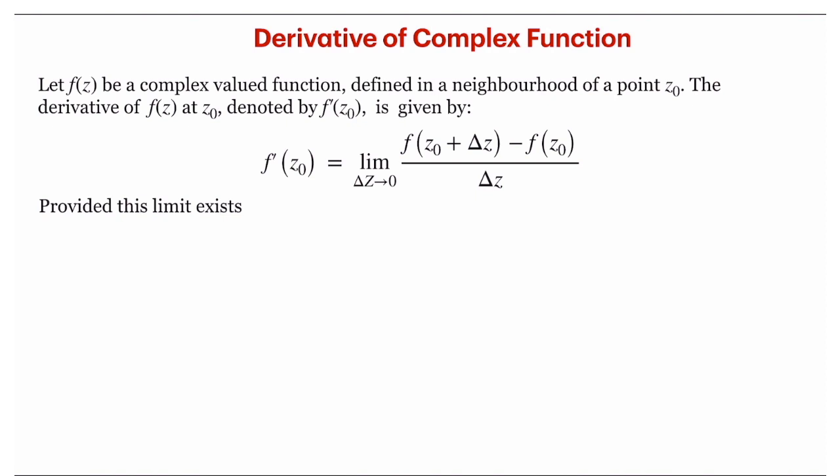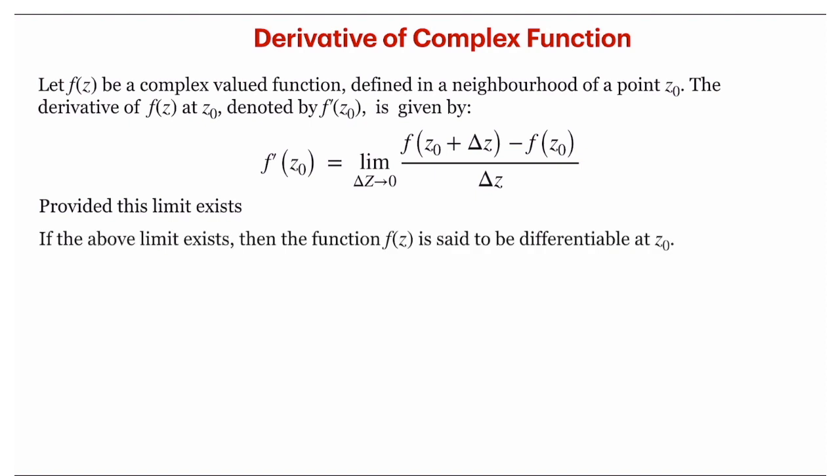It is the same definition of a derivative as in real functions, except for the complexity that this limit needs to exist for an arbitrary path approaching z_0, and all the limit values have to be the same for the limit to exist. So this is the standard definition of derivative from the first principle. We can use it for computing the derivative, but often we use much simpler rules to calculate the derivative of the function. If the above limit exists, then the function f of z is said to be differentiable at z_0.